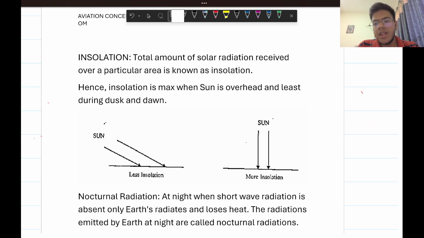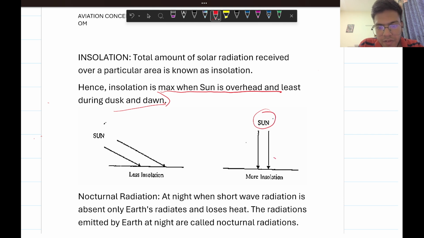Now guys, this is a very obvious point. Insolation is maximum when the sun is overhead and least during dusk and dawn, because the reason is quite simple. If the sun is overhead, then all the heat is concentrated in this one area. I apologize, not more amount of area. It means more amount of solar radiations. More amount of solar radiations will be here.